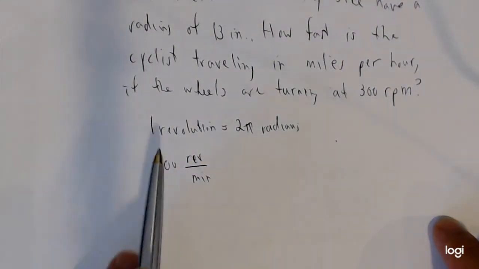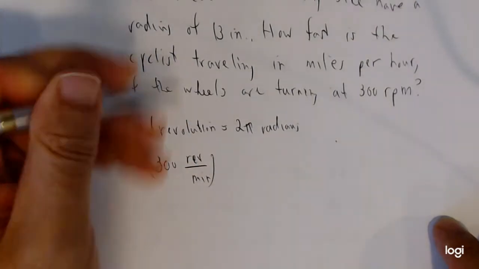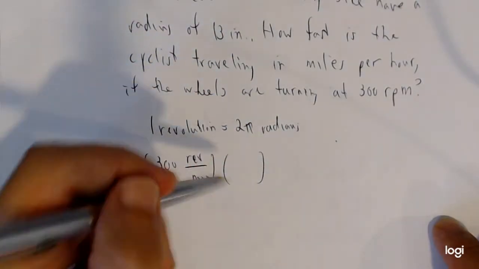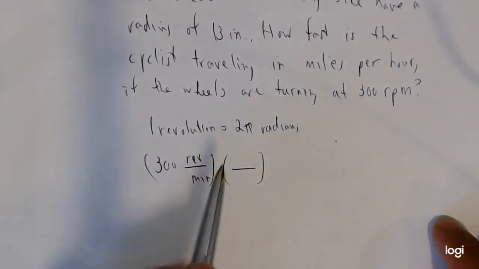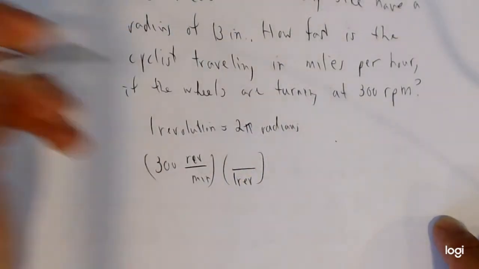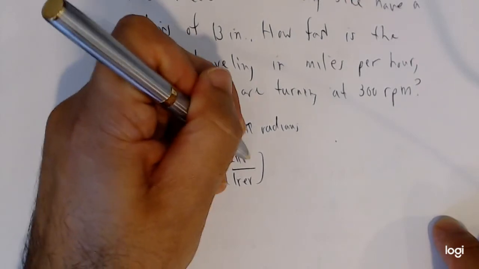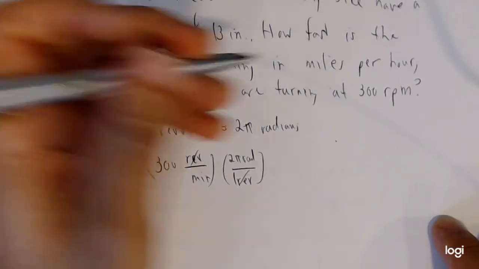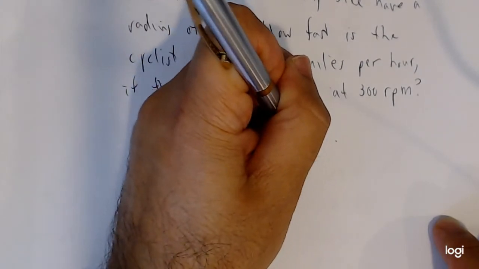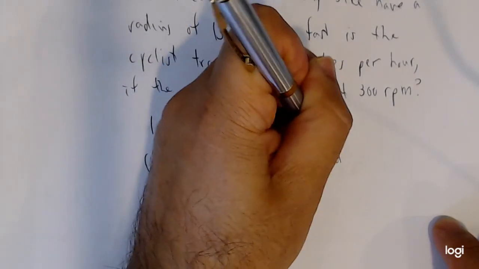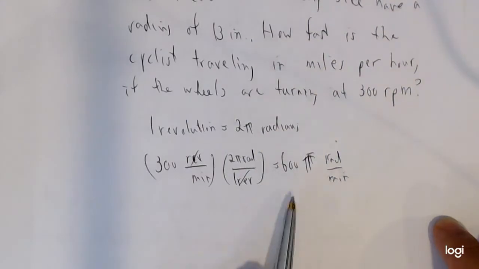And how do I do that? Well, to convert this from revolutions to radians, I need to cancel out the revolutions, which right now are on top. So this revolution is going to go to the bottom. One revolution is 2 pi radians. So if I do that, I get what? I get 600 pi radians per minute, which is my angular speed.